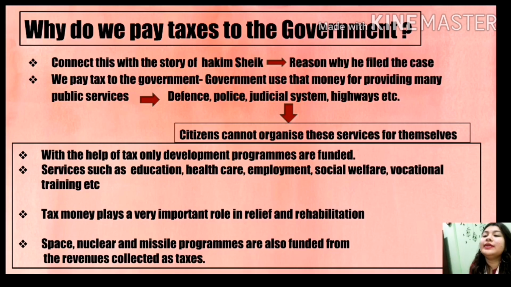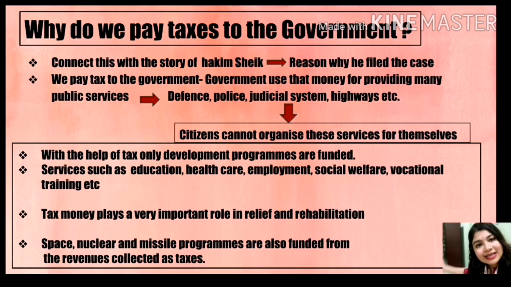Then we used to pay tax to the government, isn't it? And the government, with that tax only, used to provide us some facilities. These facilities also include government hospitals. So Hakim Sheikh had the full right to be admitted in a government hospital where he had visited, because he was in a critical condition and the government hospital can't refuse or deny him admission.